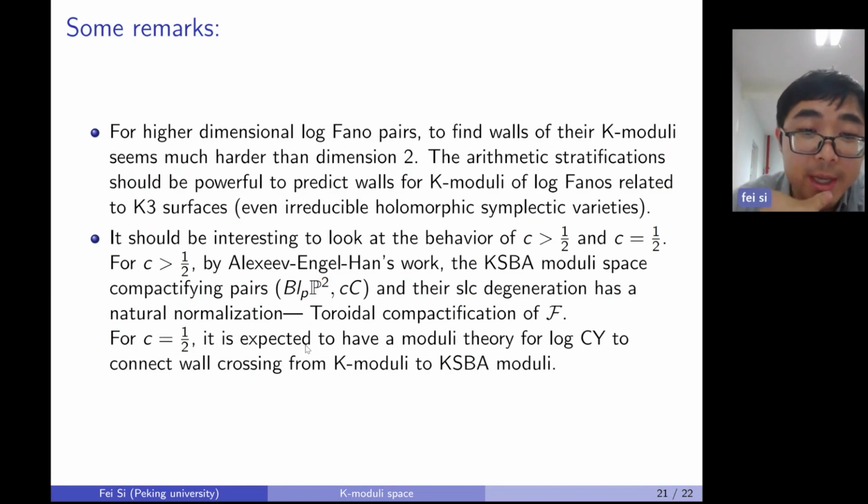It is expected to have a good moduli theory for log Calabi-Yau pairs to connect wall crossings from the K-moduli side to the KSBA side. Yeah. I think this is the end of my talk.